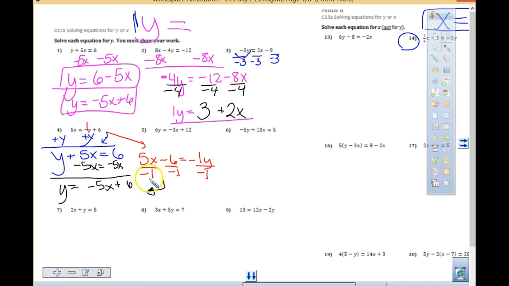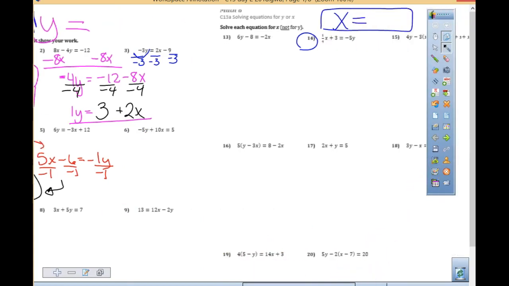Negative 5 divided by negative 1 is negative 5x. Negative 6 divided by negative 1 is plus 6. And negative y divided by negative 1 is y. So either way, you still get this for your solution. So this first page, going down through 12, you needed to get y by itself.